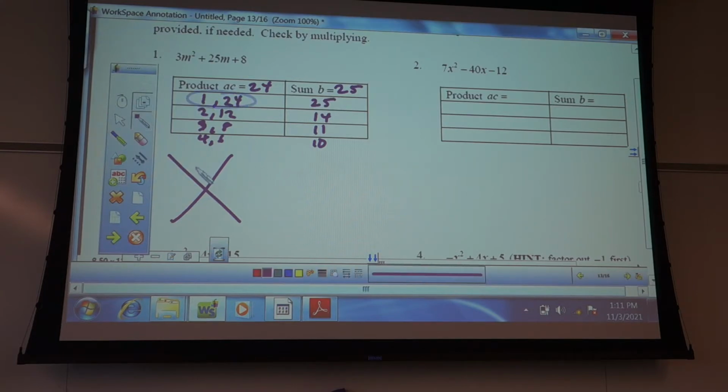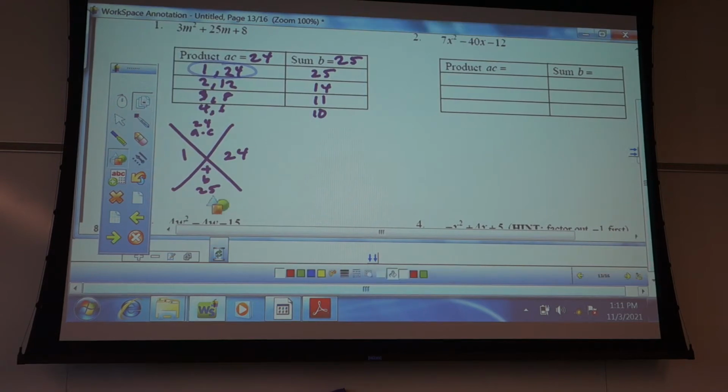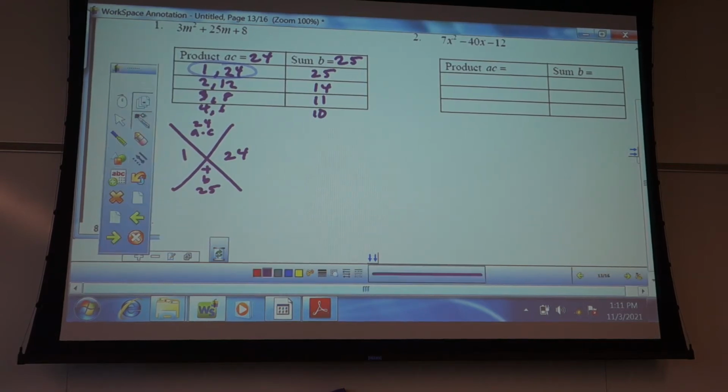Right, so you need two numbers that multiply, A times C is 24, and plus B, that's 25. So that's going to be 24 and 1. Perfect. Now, let's see, why don't I just alternate? I'll do factor by grouping in the first one, and I'll do box method in the second one. Everybody all right with that part?